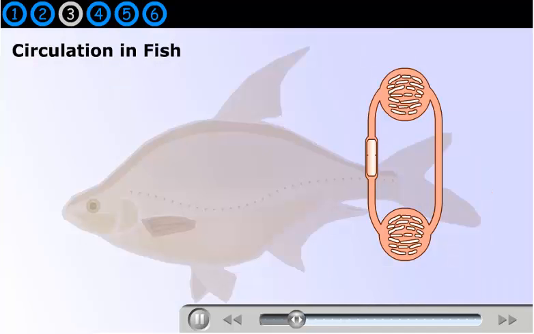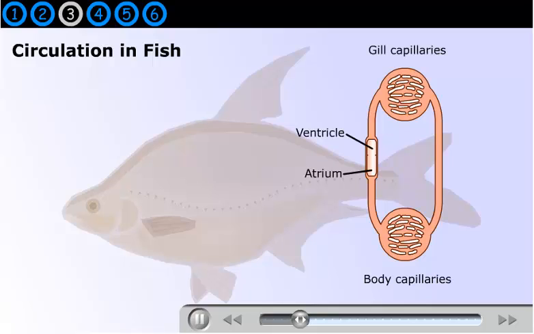The simplest vertebrate heart is seen in fish, as this diagram shows. The atrium is a relatively thin-walled chamber in which blood collects before passing to the muscular ventricle.